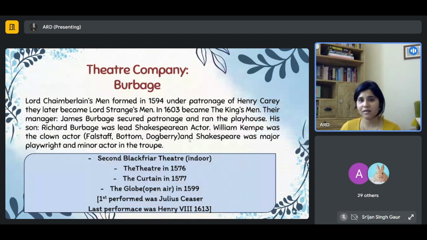James Burbage's playing company was known as Lord Chamberlain's Men. And then as the patronage changed, the name kept on changing. Then it became Lord Strange's Men. And then in 1603, with the accession of James I, it came to be known as the King's Men. But it's the same playing troupe. Shakespeare was associated with this playing troupe. So Burbage, okay.